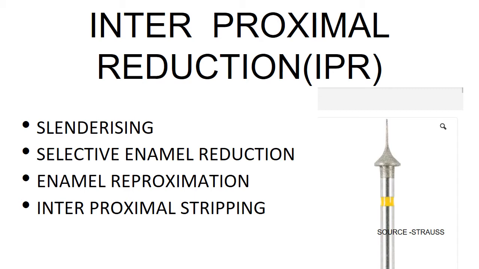IPR is also known as slenderizing, disking, and when the same procedure is carried out with the help of an airotor and burs, it's called ARS or airotor stripping. Over here in the right corner, we have an example of a bur which is used for IPR. Now this is a Strauss bur, a uniquely shaped bur which is needle-like. There are some other burs available. They may not have exactly the same shape, but they are more or less conical and long needle-like.